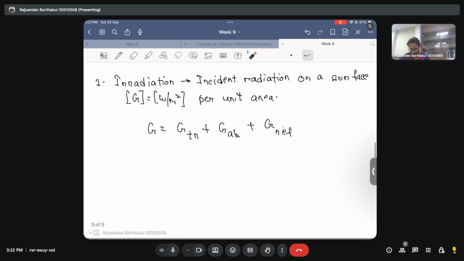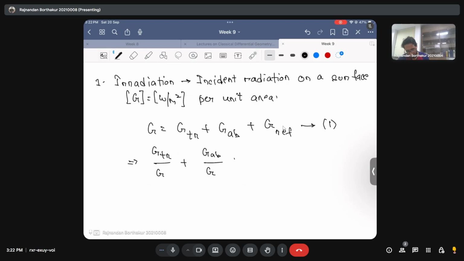Okay, now what we will do is, let's say I call this as 1. We'll divide this by G, and then I can write this as G_TR by G plus G_AB by G plus G_REF by G is equal to 1. We are just dividing the entire expression by G.